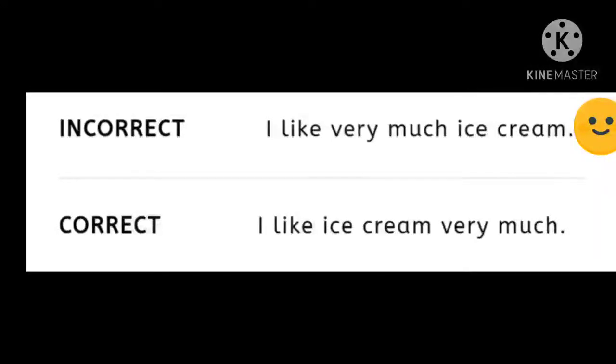I like very much ice cream. Instead you say I like ice cream very much. This phrase very much is not suitable here. It should be placed at the end.